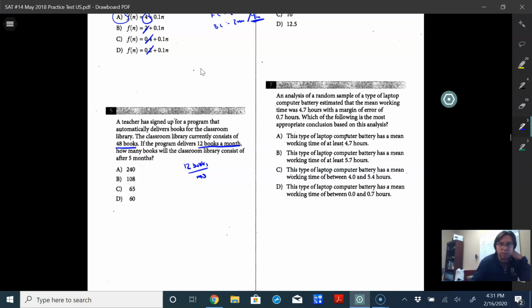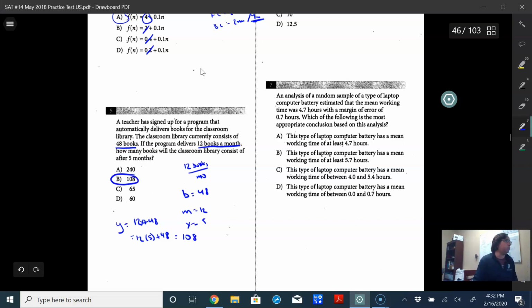So we see that we start off with the b is 48. We see the slope is 12. And here the x is 5. So the equation is y equals 12x plus 48. So then that would be 12 times 5 plus 48, which will give us 60 and 48, so it gives us a total of 108, which is B.